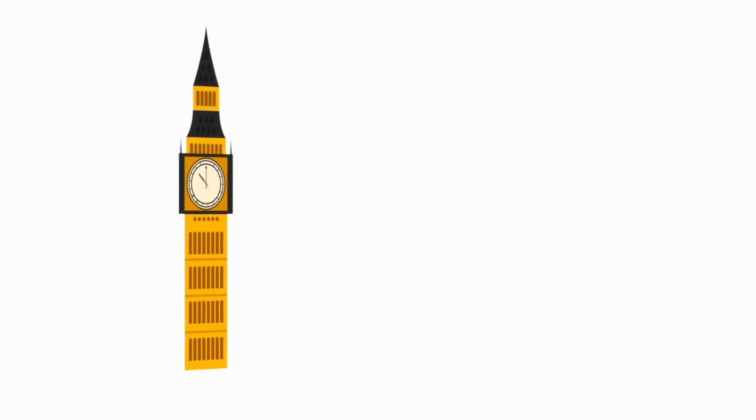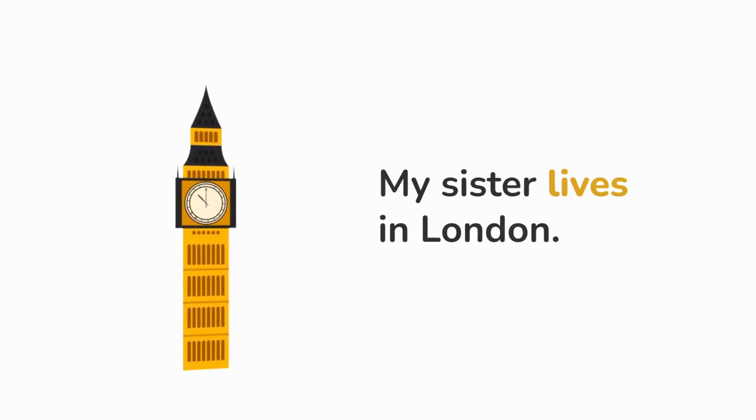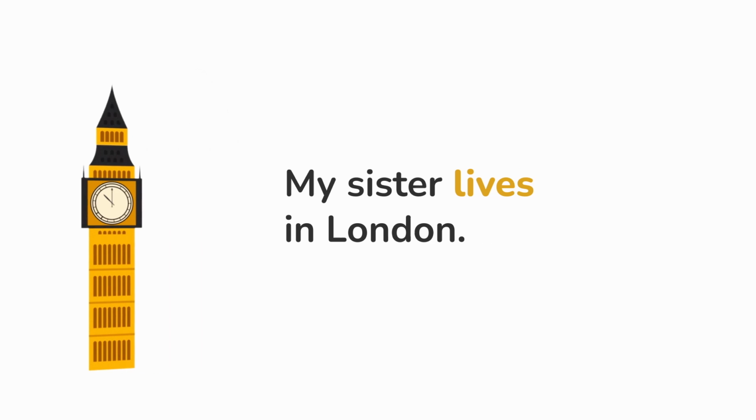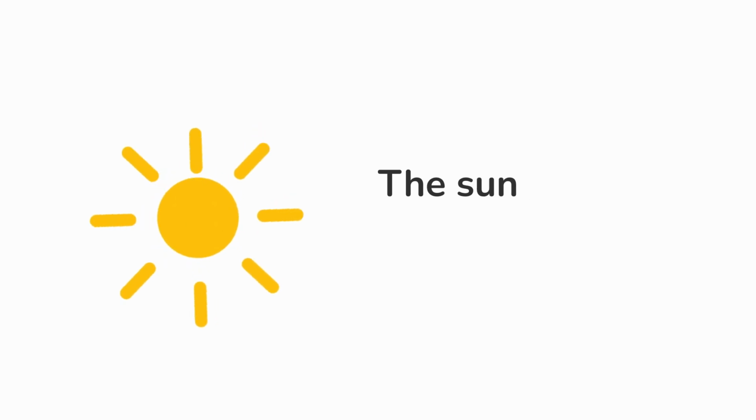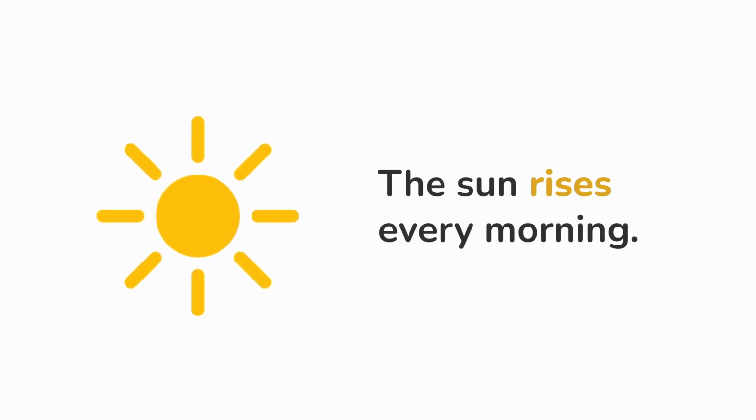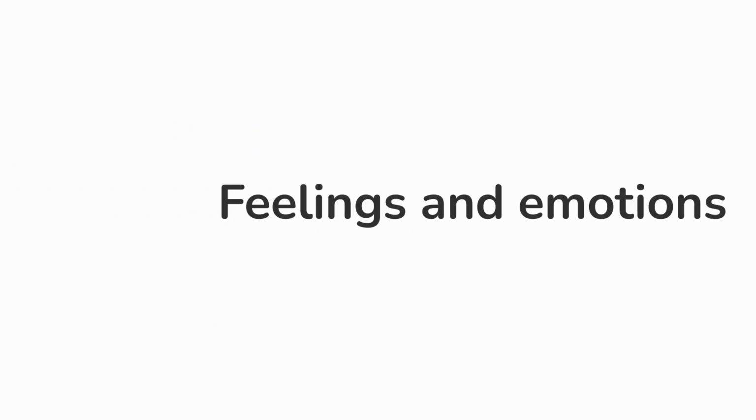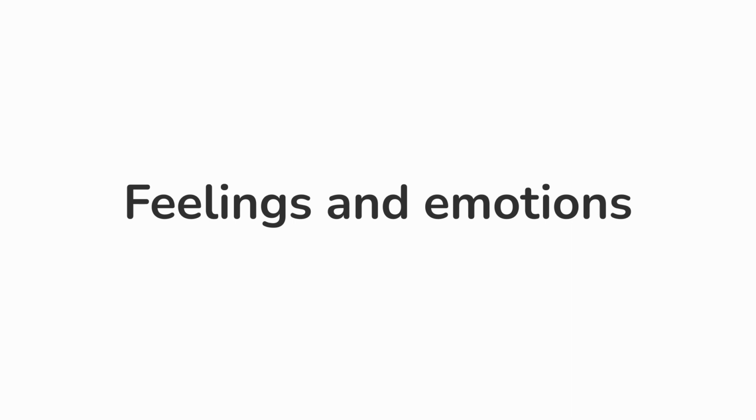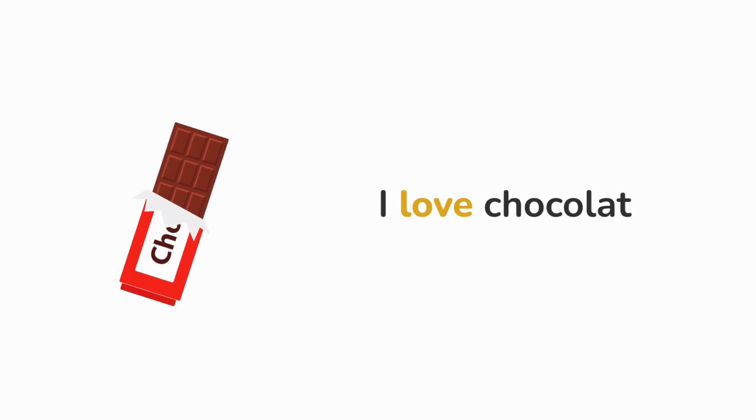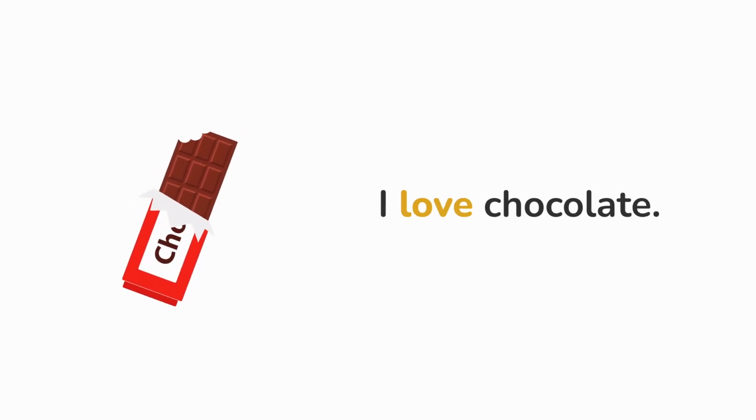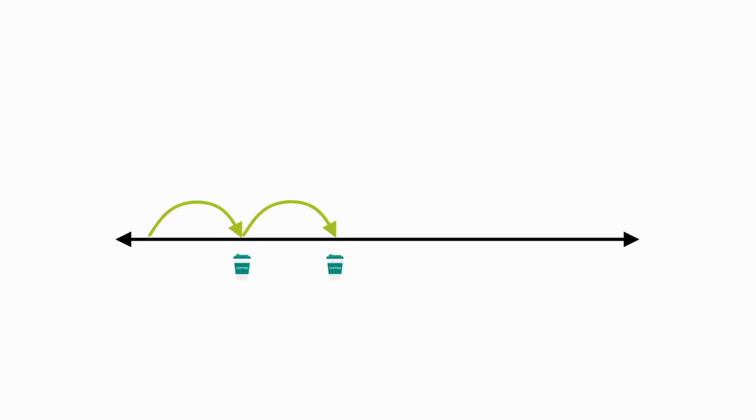Actions that happen for a long time. For example, my sister lives in London. Facts and general truths. The sun rises every morning. We also use simple present to express feelings and emotions. For example, I love chocolate. In general, we use simple present to talk about things that happen regularly and that repeat over and over again.